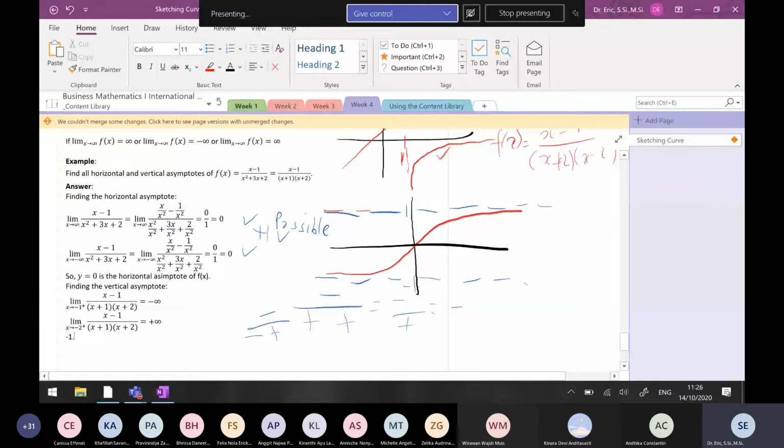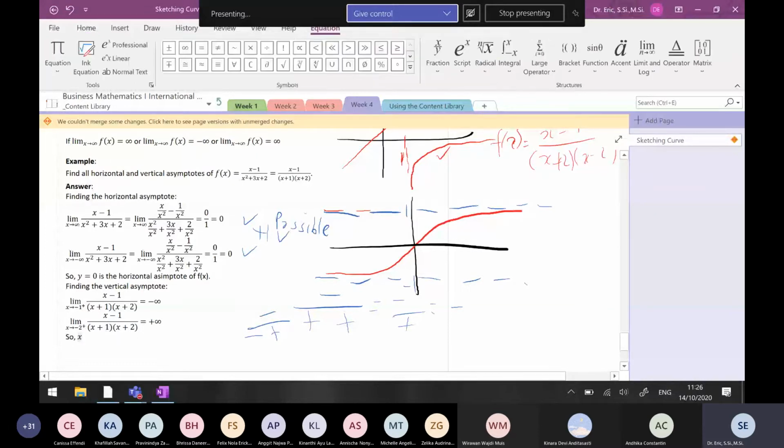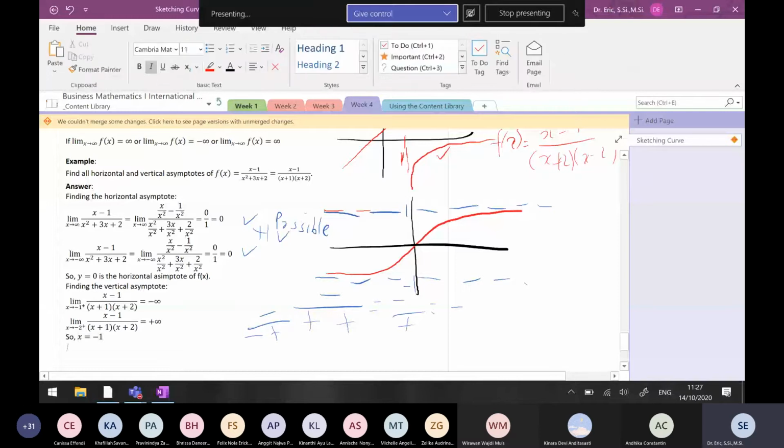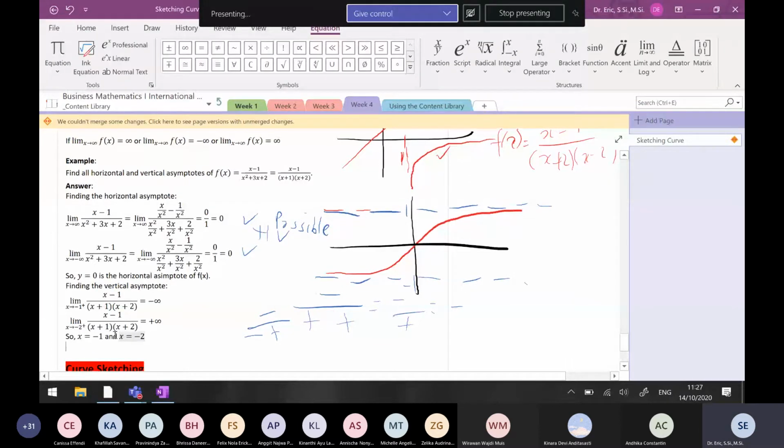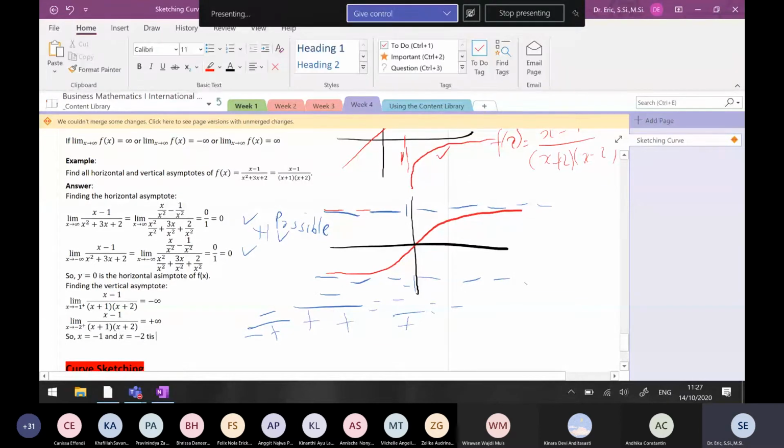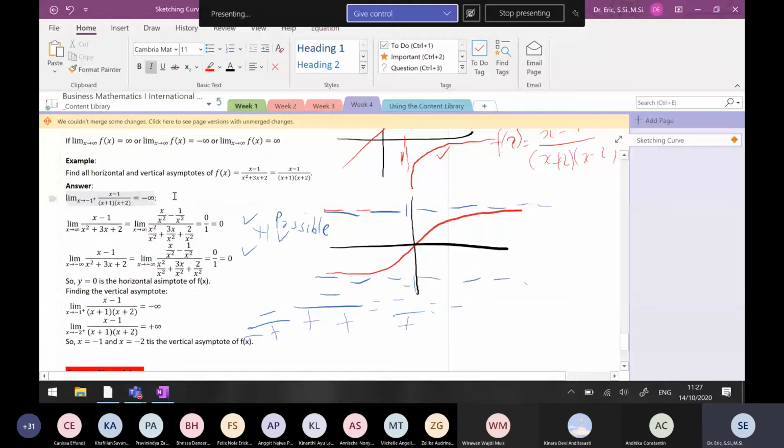Finding the sign. So my conclusion: x equals minus 1 and x equals minus 2 are the vertical asymptotes of f(x). Okay. Any question from finding the horizontal and vertical asymptotes? Any question from this? No.